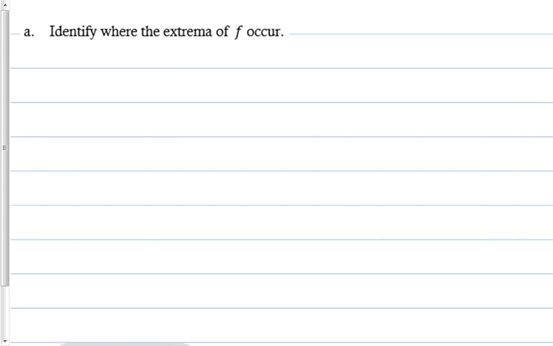All right, so for part A, I'm identifying the extrema. In order to do that, I need to derive. But if you look at the problem, they already derived for us, right? The function is the first derivative.